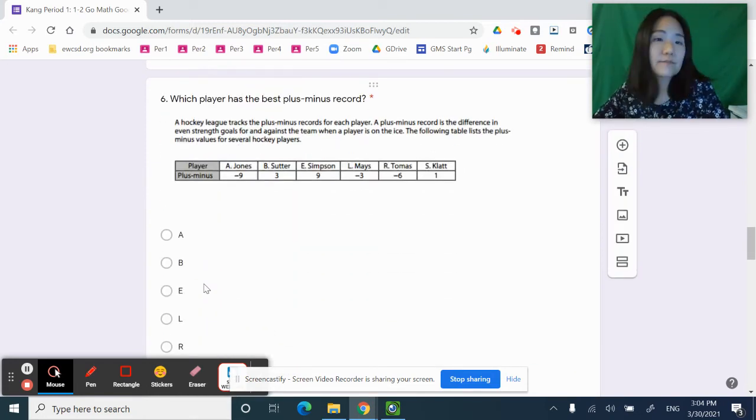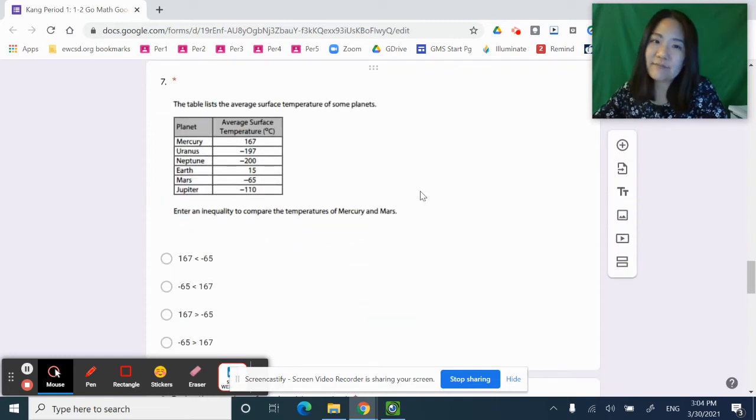Number 6, which player has the best plus-minus record? Okay, all they're asking for you to do is this. The best plus-minus record is basically which one is the highest value out of the choices here. Okay, highest value.